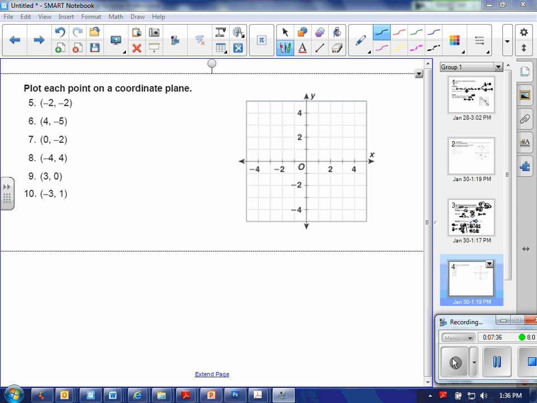All right, here's the next thing you have to do for your homework. Again, more stuff with our 5.1 section over coordinate planes. Make sure you get that done.